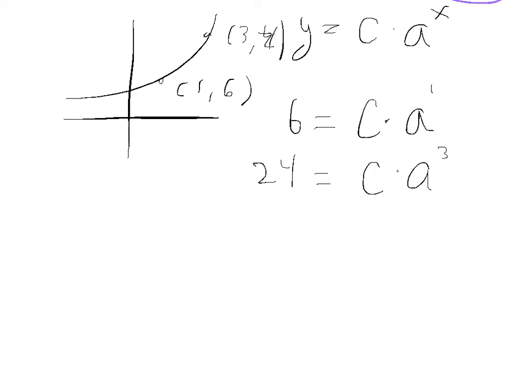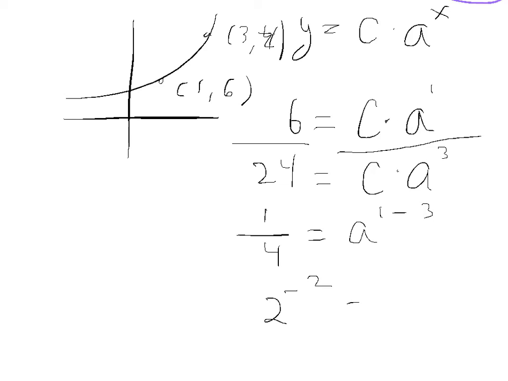So what I'm going to do here, the trick is I'm going to divide, because if I divide both these, the new equation will still be equals this over this one. The c's will go away. So this is 6 over 24, which is 1/4, will equal a to the 1 minus 3, which is a to the negative 2. So this is 2 to the negative 2 is going to equal a to the negative 2. So you can see right here that a has to be 2.